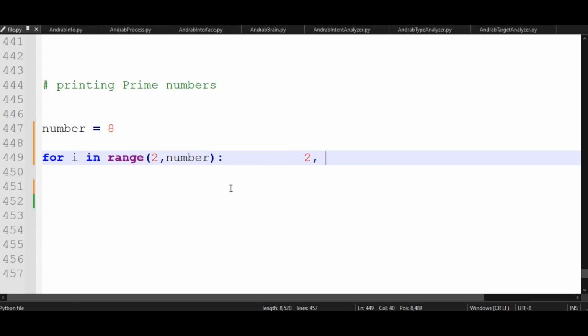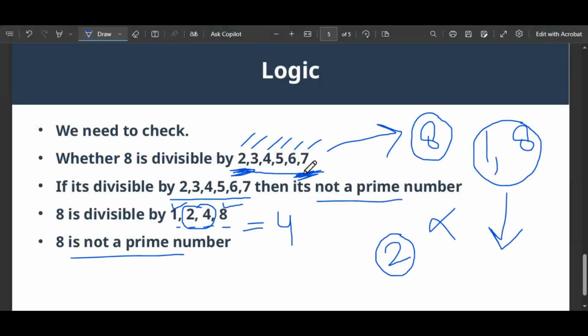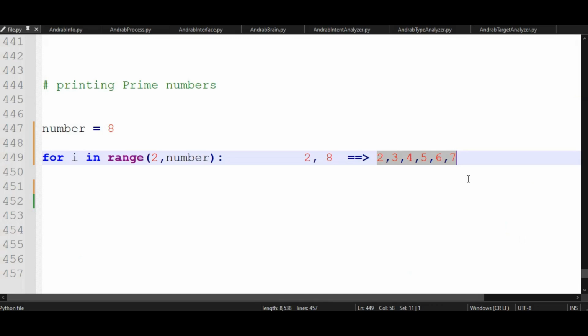That's it. Now this loop will run from 2 to number. And what is number here? 8, right? So it will give us 2, 3, 4, 5, 6 and 7. Range of 2 and 8 gives us numbers from 2 to 7. Now try to analyze these numbers: 2, 3, 4, 5, 6, 7. Exactly the same pattern. That's why I am saying here that for I in range 2 to number, because I need to check whether 8 can be divided by those numbers or not.